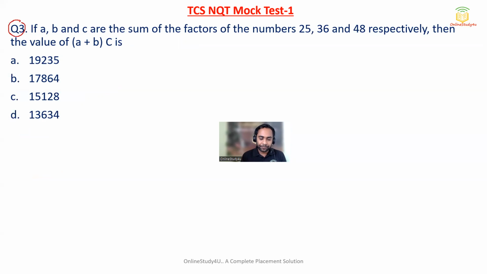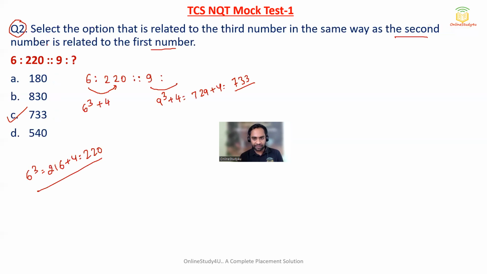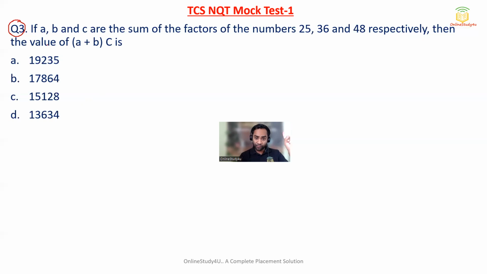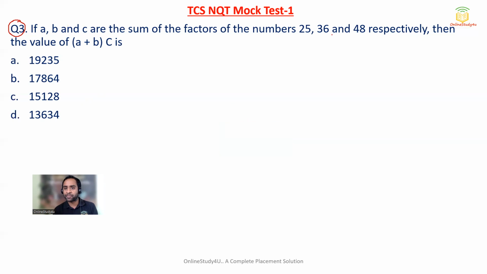Now question number 3. So question number 2, you should not have any doubt. Moving towards question number 3, first you try to solve it by yourself. If a, b, c are the sum of the factors of the numbers 25, 36, and 48 respectively, then the value of a plus b into c. Please try to understand it carefully. I will explain everything from the basics. No problem.